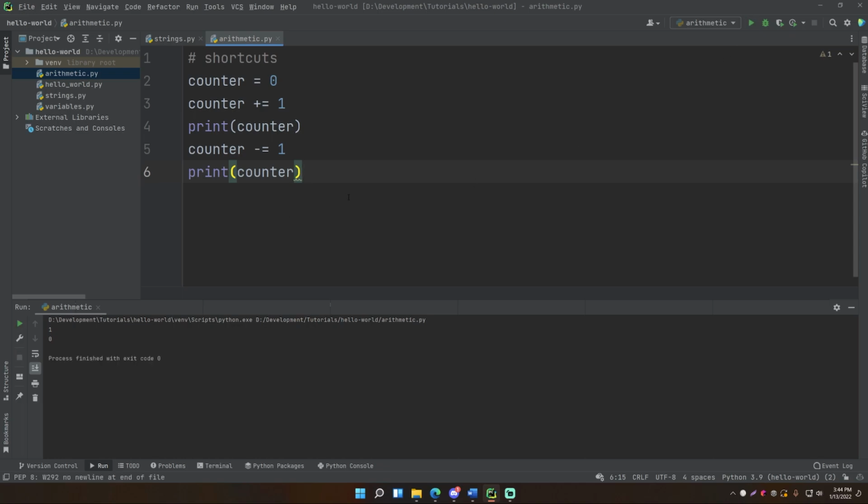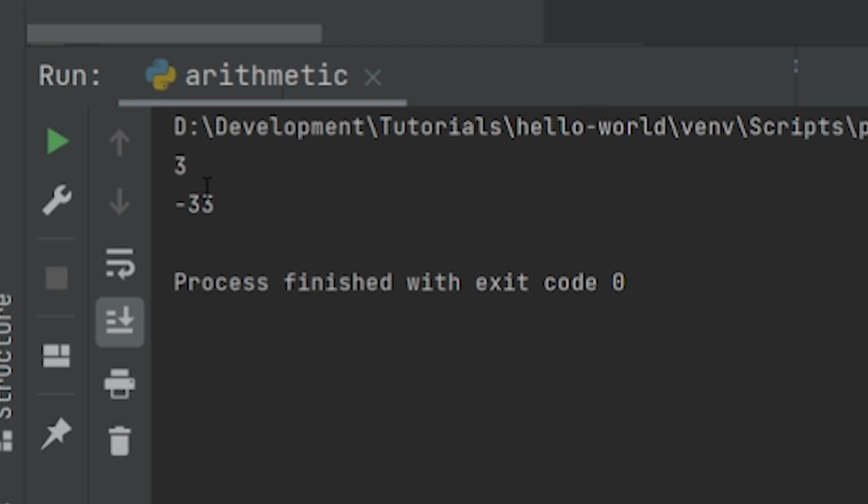There we go, perfect. And like I said before, these can be any number, so this can be like 3, or like how about we do 3 and then 36, so this will add it by 3, and then this one will subtract it by 36, so the result should be negative 33. There we go, so 3 and then negative 33, awesome.